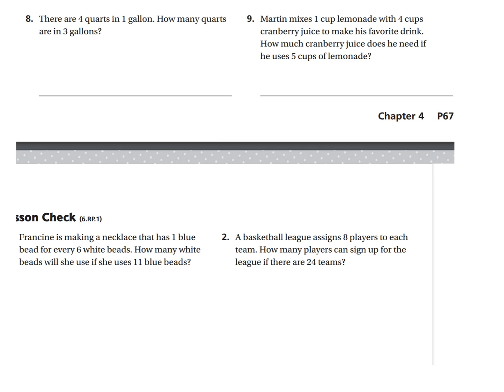All right, here's some word problems though, so I am going to go over those. There are 4 quarts in 1 gallon. How many quarts are there in 3 gallons? Well, again, this is a ratio. For every 4 quarts, we have 1 gallon. Okay, so we could make a table as well.